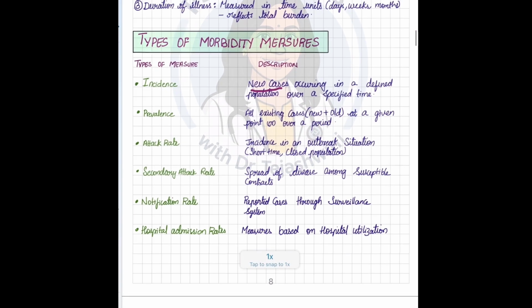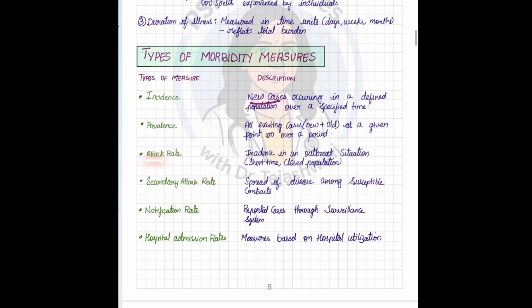3. Attack rate. This is a special type of incidence used during outbreaks. It measures how many people got the disease in a short time in a closed population, like a hostel or wedding. 4. Secondary attack rate. Now let's take it a step further. This rate measures how the disease spreads among susceptible contacts of primary cases. Think of someone with measles infecting their siblings. That's secondary attack.